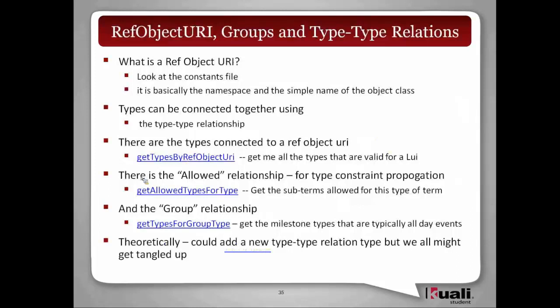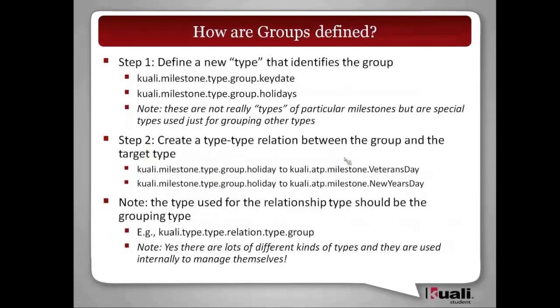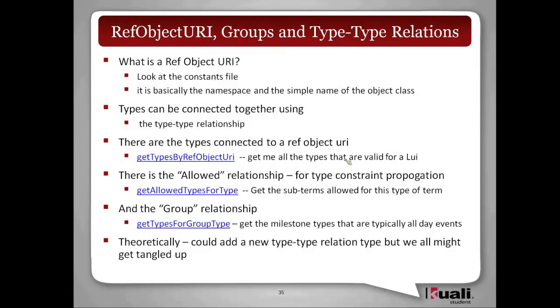I did want to talk a little bit more about the ref object URI, and it's at the top of the constants file. This is a little bit more techy, but again, it allows you to get the types that are valid for a particular type of object, in this case a LUI or a course offering or whatever, and you get the allowed types for a type. Again, you get the subterms that are allowed for a term, and then the group gets the milestones that are typically all day events or whatever. And so those are the already predefined ways of grouping them: allowed and type and subtype.